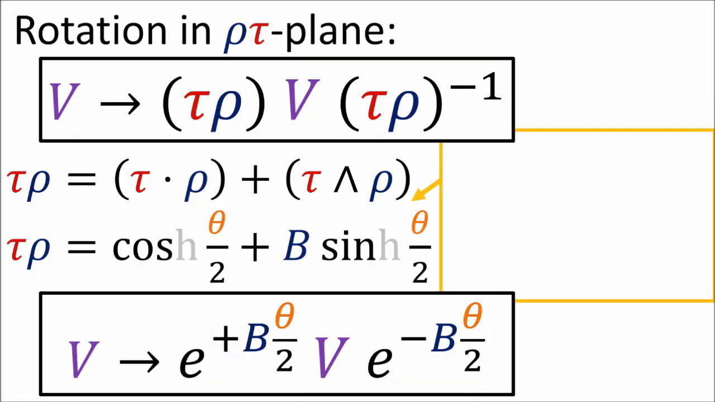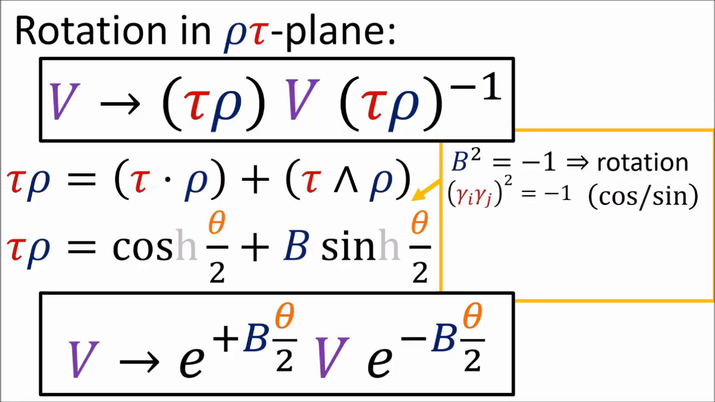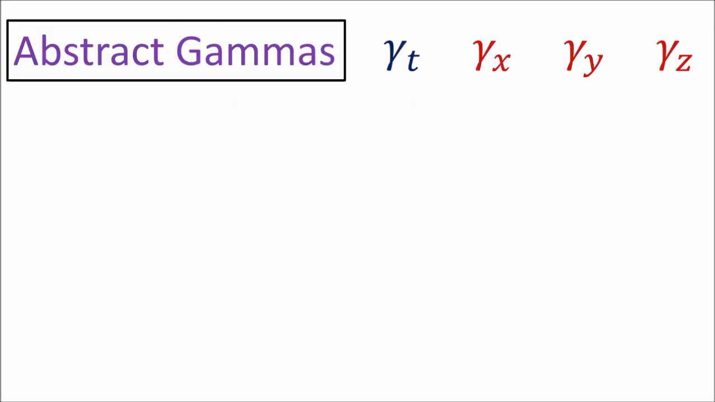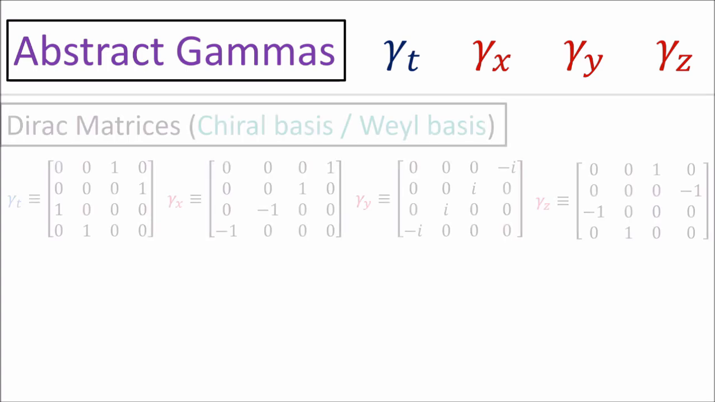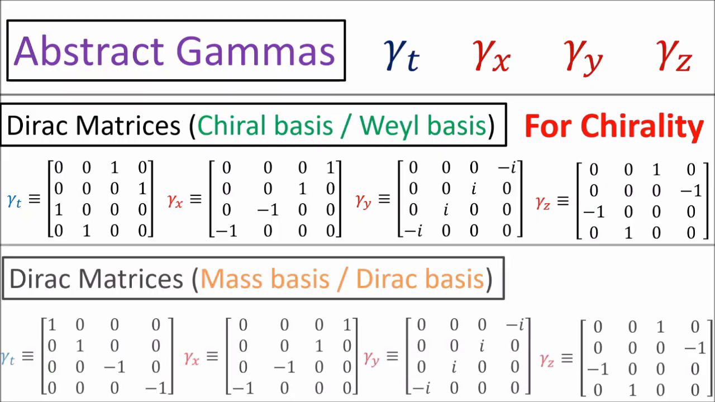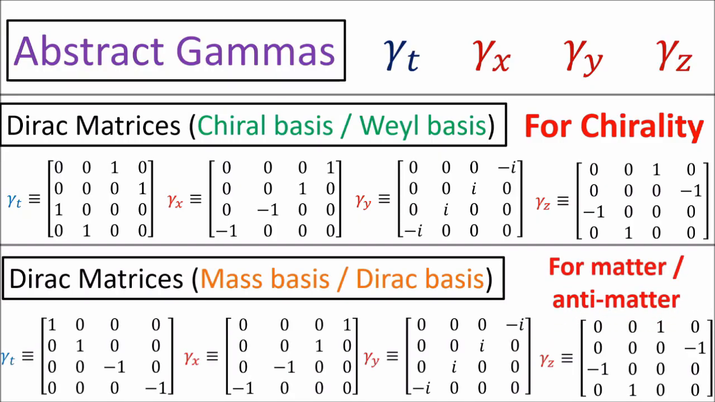If the bivector b squares to -1, we get a rotation, just like in the case of two spatial gammas. If the bivector b squares to +1, we get a boost, just like the case of gamma t and one spatial gamma. Now, in this video, I will write out a number of formulas involving the gammas purely symbolically. However, I will often use the chiral representation basis when talking about chirality, and use the mass representation basis when talking about matter and antimatter.